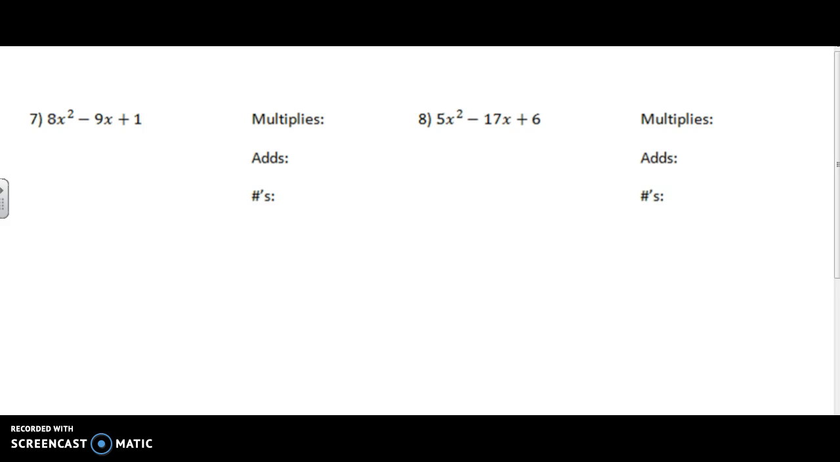8, 9, and 1. They don't have any GCFs, but they definitely can be multiplied and all that good stuff. So we get our 8 times 1 gives us 8 for our multiplication step here.